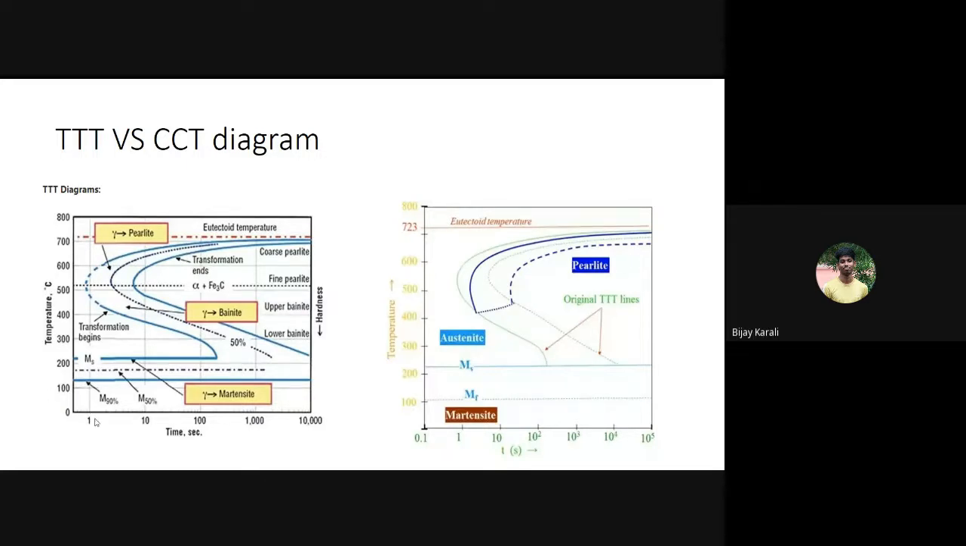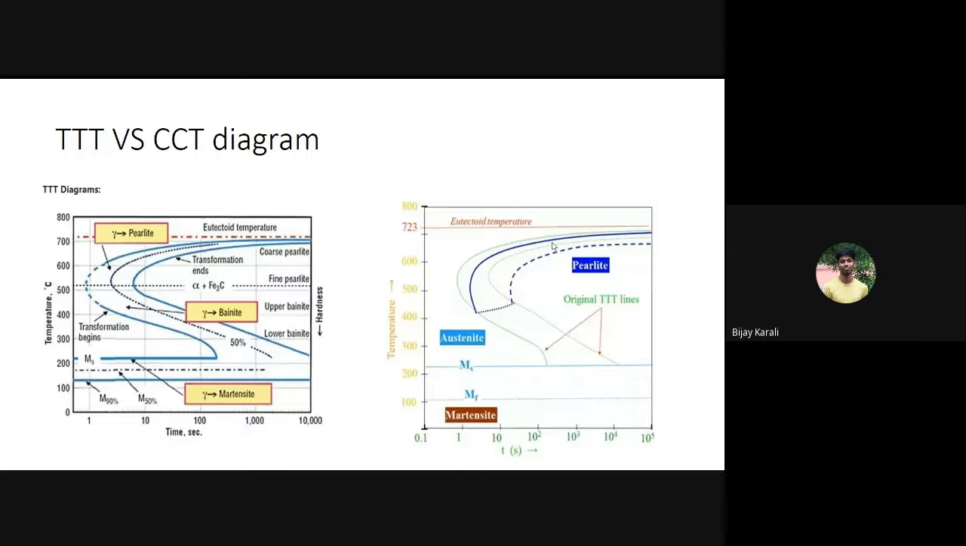So what will happen? Now tell me, if the MS and MF temperatures go down below room temperature, what will happen? Or if only the MS temperature goes below room temperature, what will happen? Retained austenite will be there, because the austenite does not get time to transform into martensite. Right? It will simply remain as austenite. So this happens basically in alloy steels and high carbon steels. This is one of the problems in alloy steels and high carbon steels, because of the effect of alloying elements. Some alloying elements lower the MS and MF temperature, and in certain cases, the MF temperature goes below room temperature.